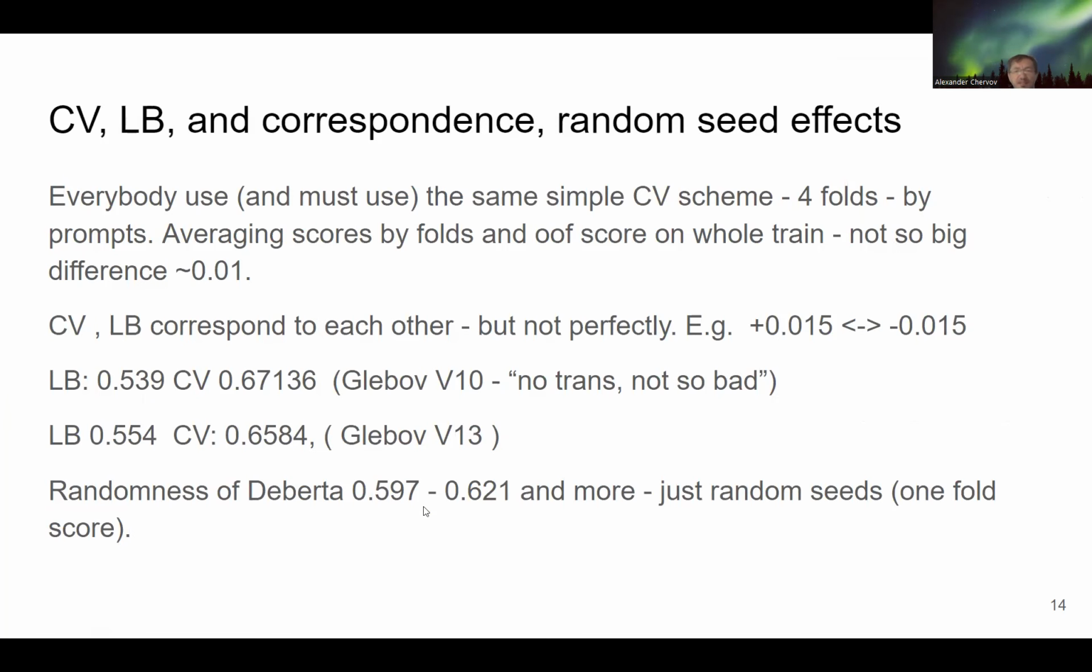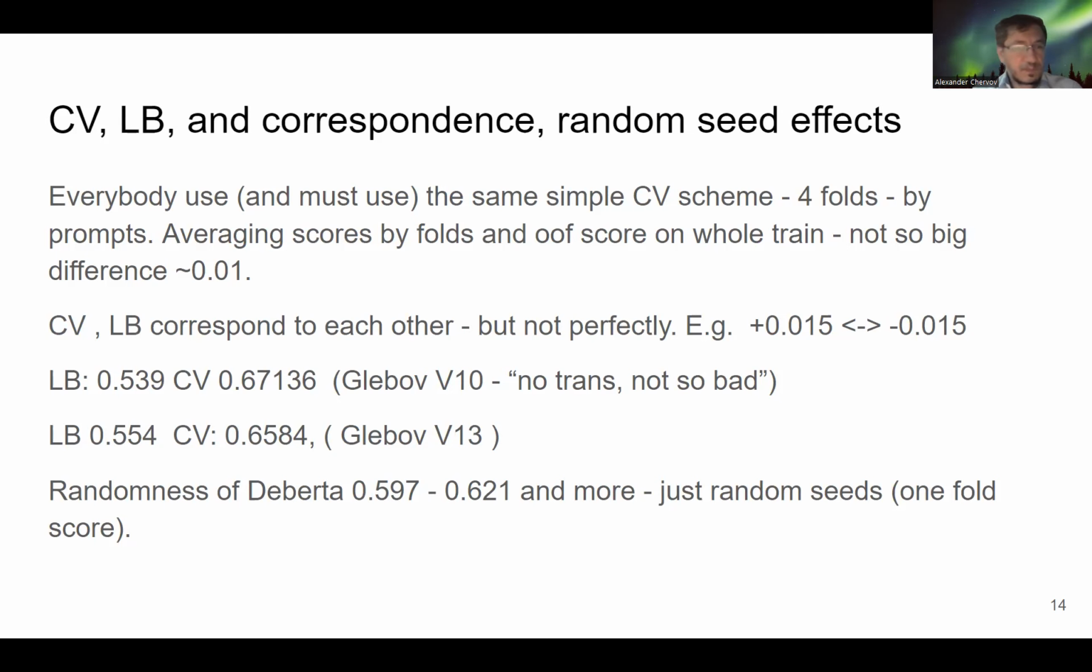Now let me discuss cross-validation. Cross-validation in this competition is quite a simple scheme. We have these 4 folds which are related to the 4 prompts, 4 original texts. So you make folds which correspond precisely to these prompts, and everybody uses this scheme, so we can compare the cross-validation scores between one another.